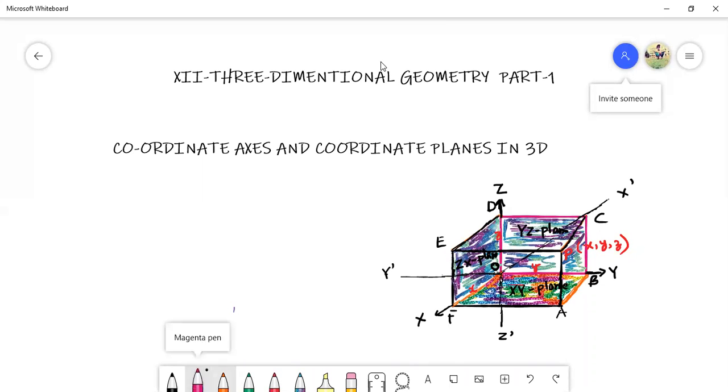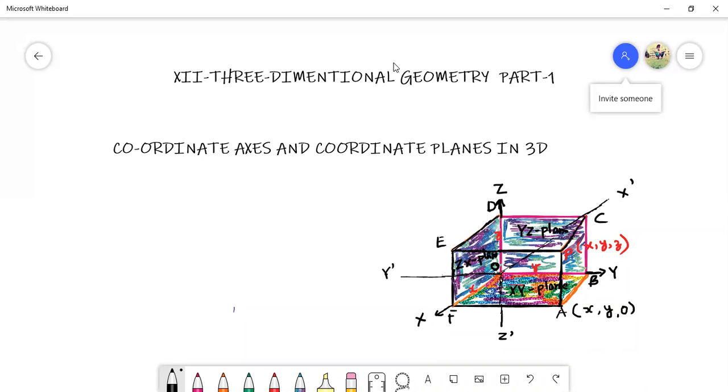Okay. Now we will write the coordinates of point A. What will be the coordinates of point A? A is on the XY plane. So when the point lies on the XY plane, its z coordinate will be 0. It is at an x distance from the y-axis and a y distance from the x-axis. So its coordinates will be x, y, and on the XY plane, the z coordinate will be 0.